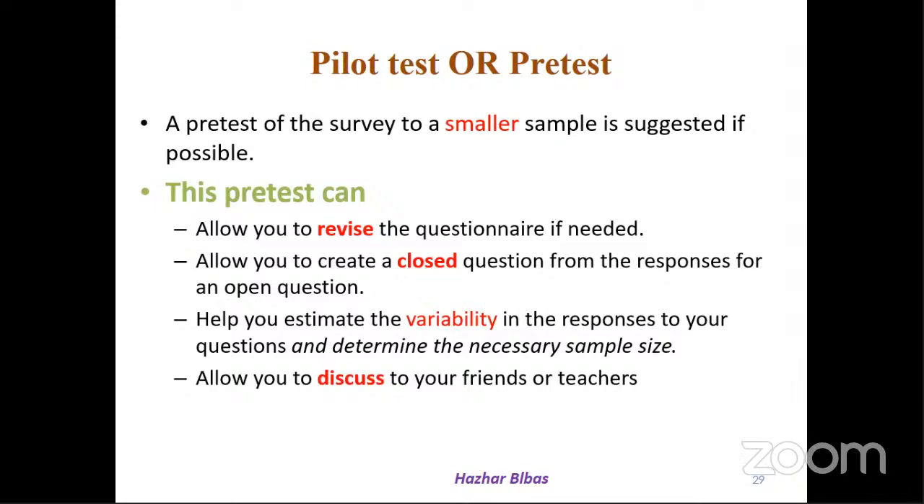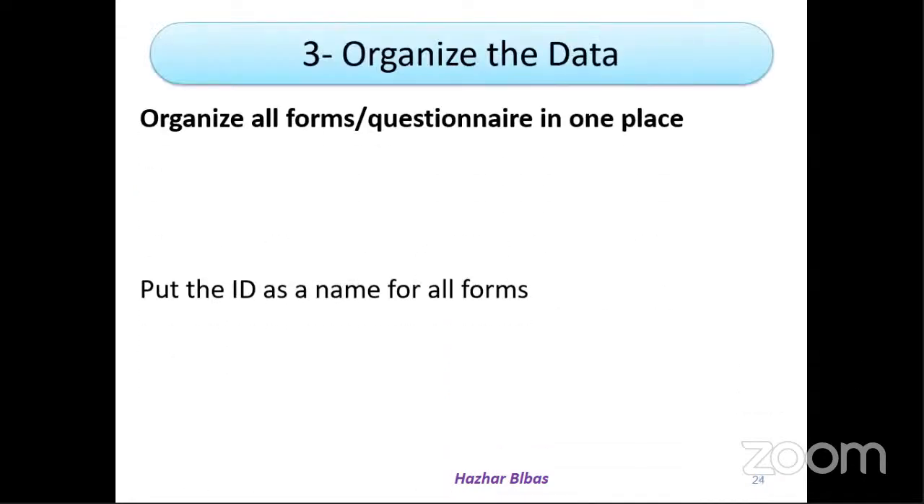Variability, also it allows you to discuss with your friends. I have this form, this is my pilot test, and these are the frequencies that I got from the pilot test. What's your suggestion? Your partner or friend is going to give you important pointers to make a stronger questionnaire form. Also, you can take the reliability test using Cronbach's alpha. If it is less than 0.6, you have to revise, add, or delete some questions and so on.